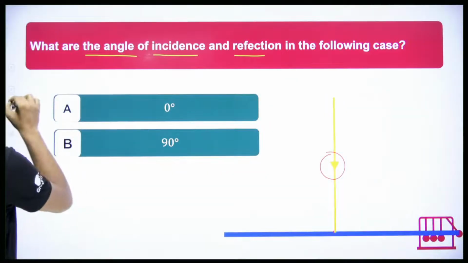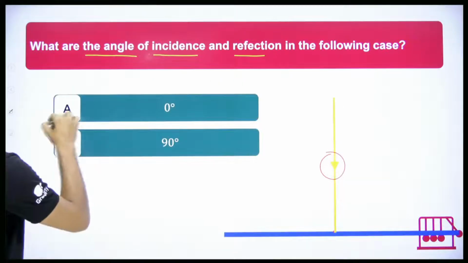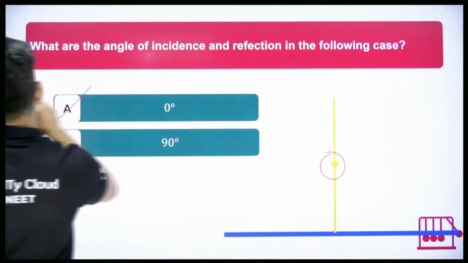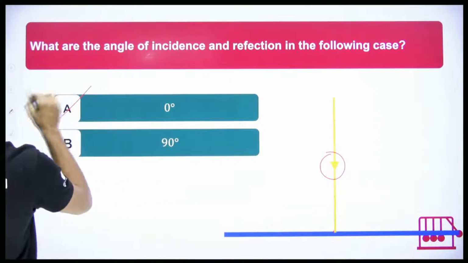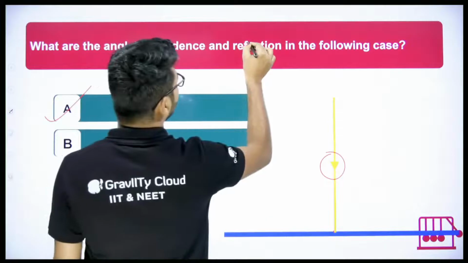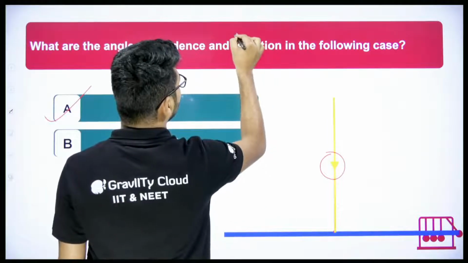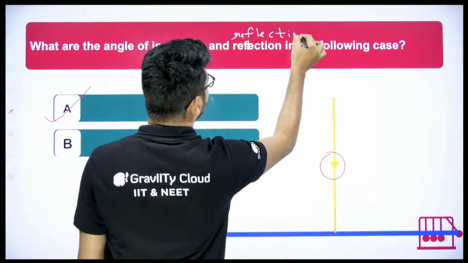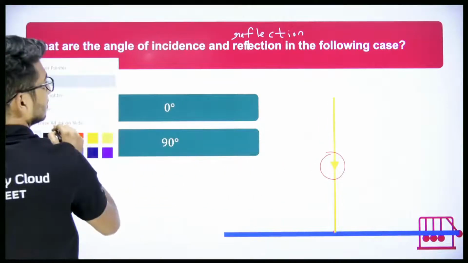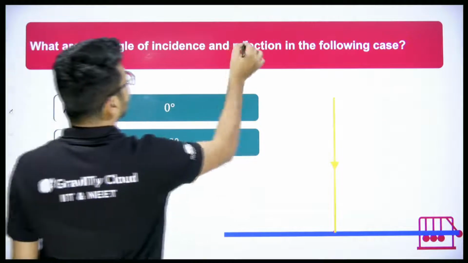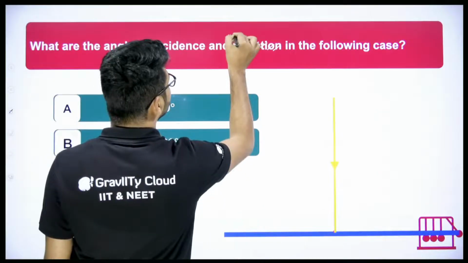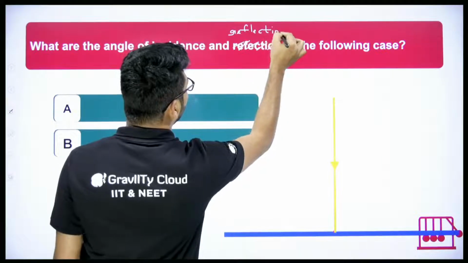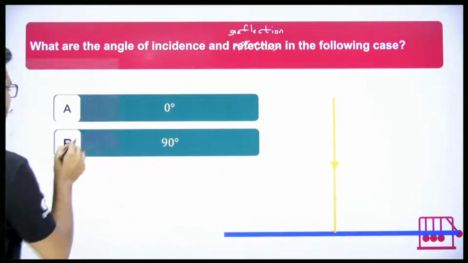And what is the correct answer? The correct answer is option A. It should be reflection. Okay? So the correct answer is 0 degrees. Now you might ask me, sir, how 0? Why 0 degrees? I'll explain.